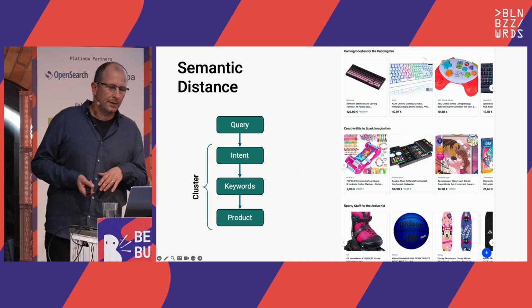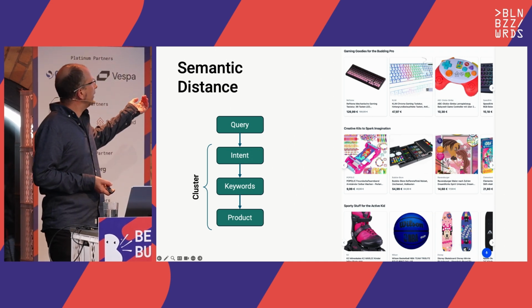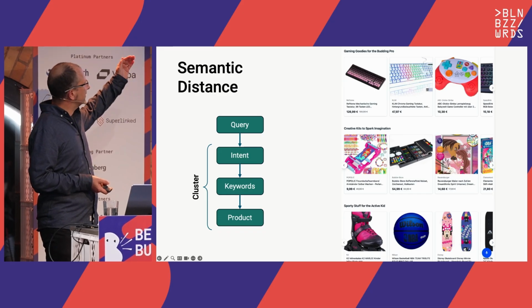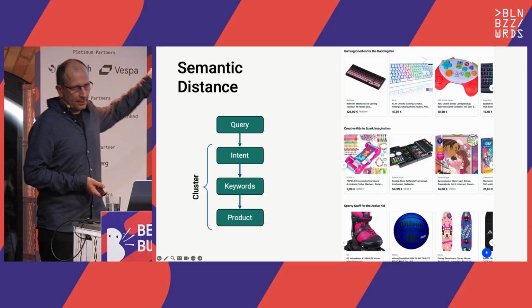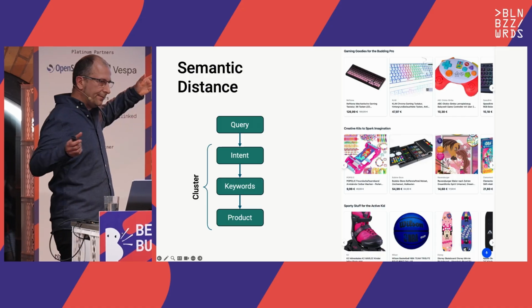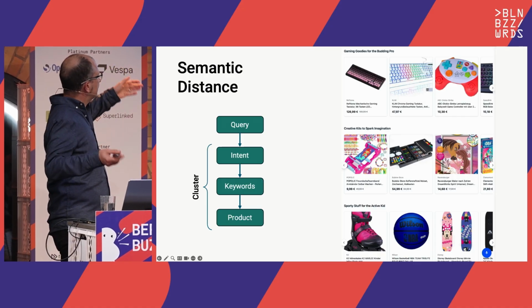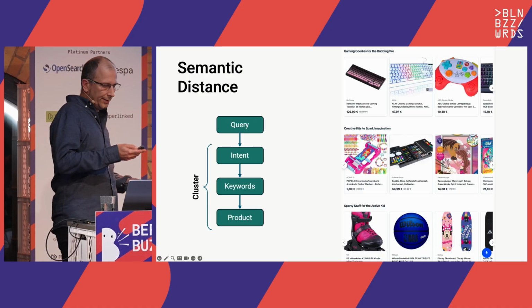And that's why, because we have a chain. So a product depends on a keyword, depends on an intent, and an intent depends on a query. And that's a problem. In the end, it's a very long distance here, and in the end, we have a product which is not matching the query.